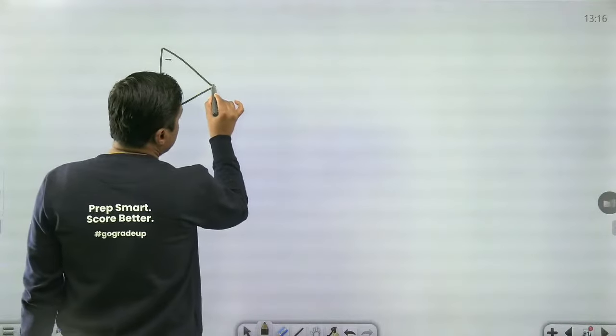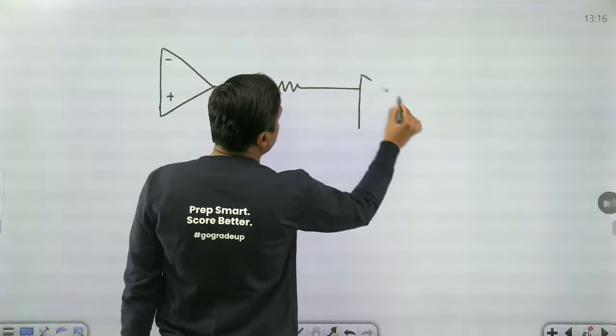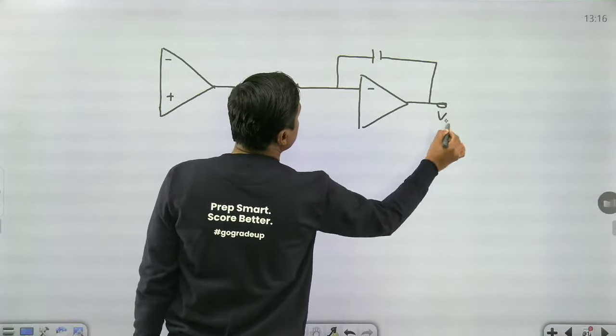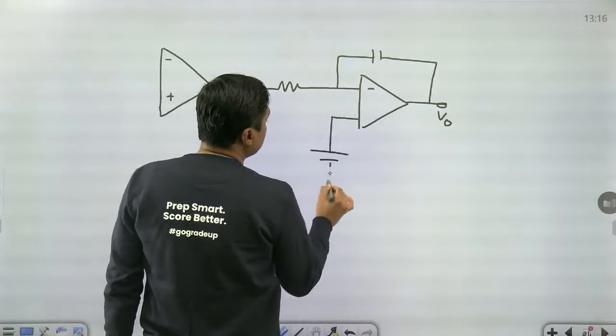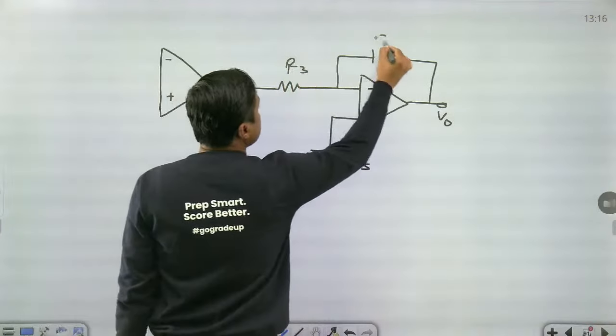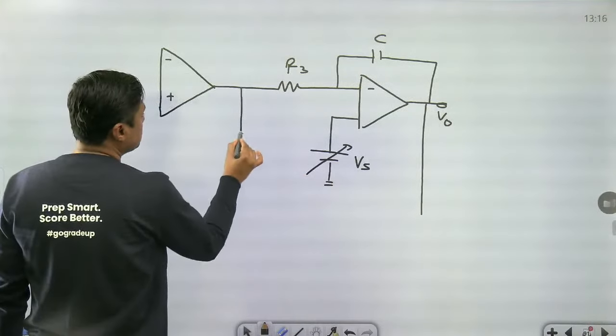Right, this is the output. It is connected to another circuit. This is the integrator. Here normally one DC is connected, variable DC. This is the R3, this is the C, this is the feedback, right? Always remember this point.